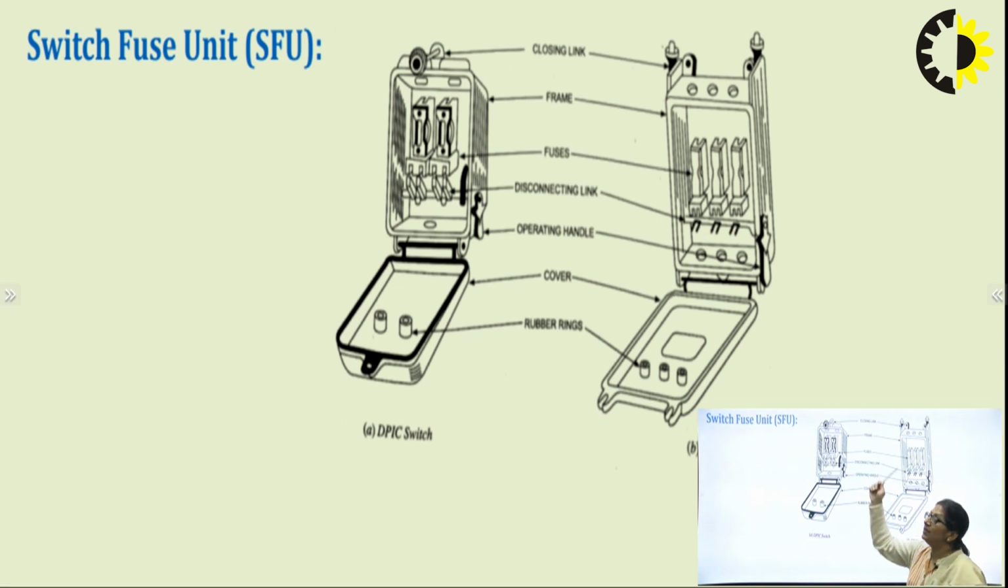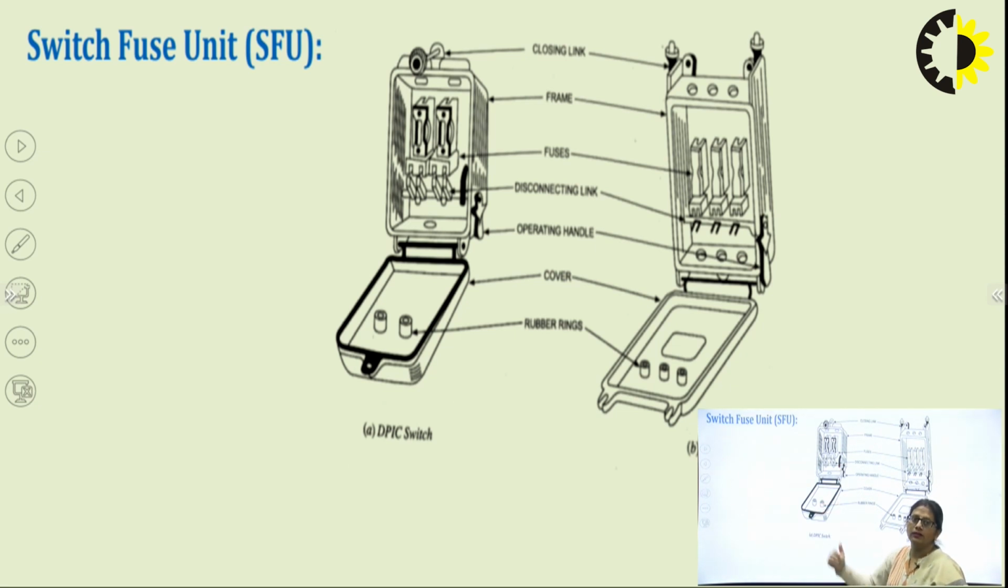Now, this is a complete switch fuse unit. We have the 2 fuses, with that the disconnecting link, and these are operated with the operating handles. This is the final cover. We used to have rubber rings. The rubber rings protect these terminals from coming in direct contact with the frame body.